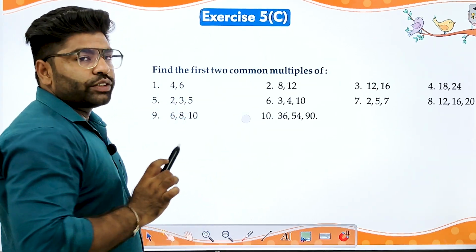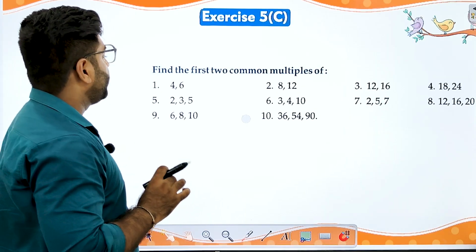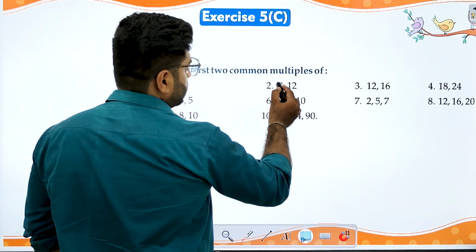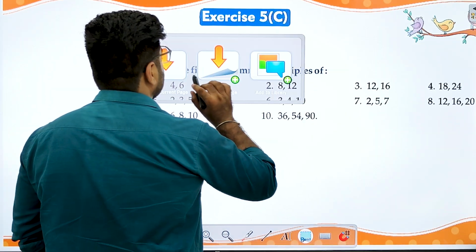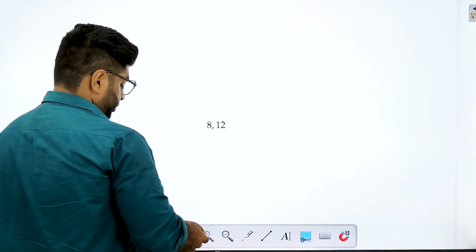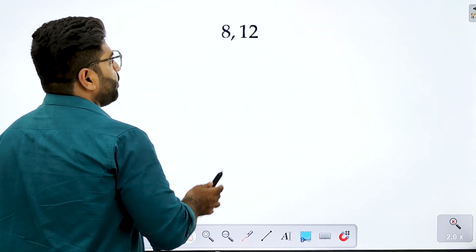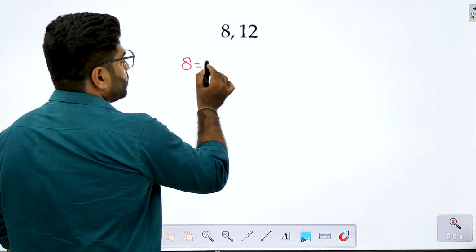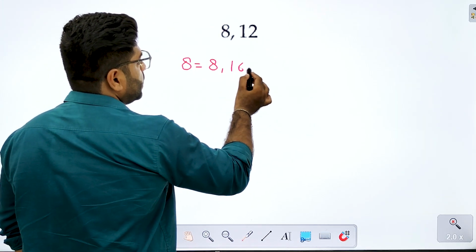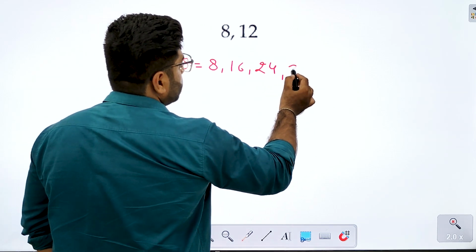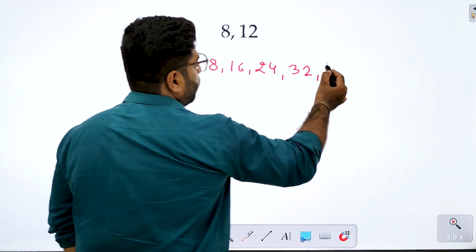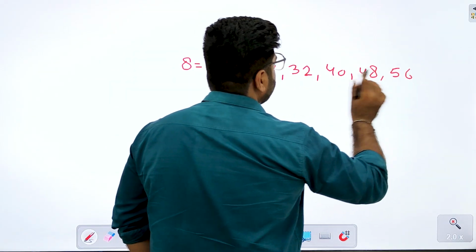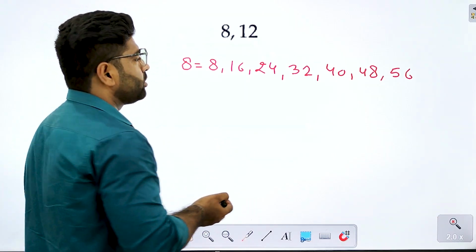Now we are having the exercise, that is 5C, and here we are going to find the first two common multiples. Question number 2: we are having 8 and 12. So we have to find the multiples of 8. 8 ones are 8, 8 twos are 16, 8 threes are 24, 8 fours are 32, 8 fives are 40, 8 sixes are 48, 8 sevens are 56. So I have written some multiples of 8.